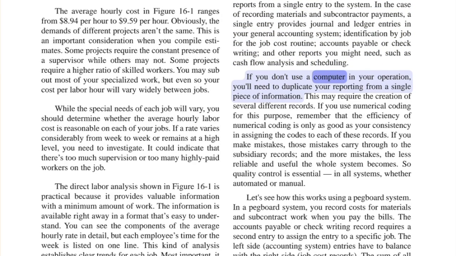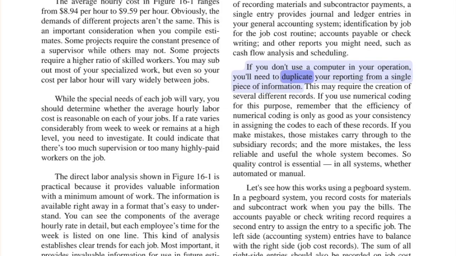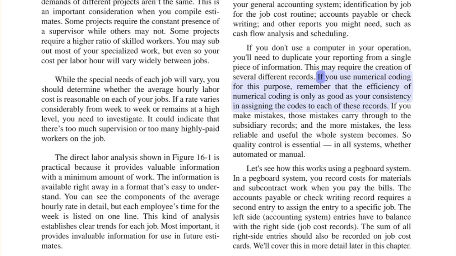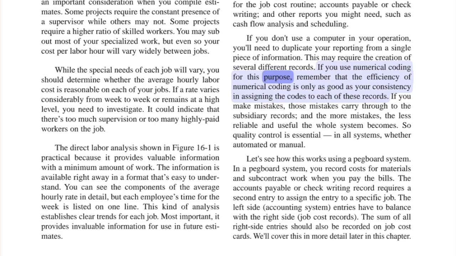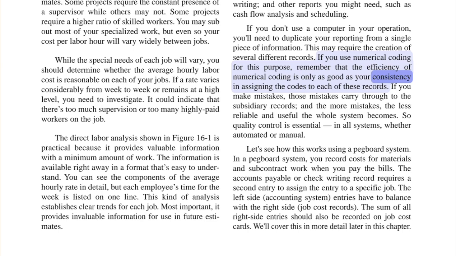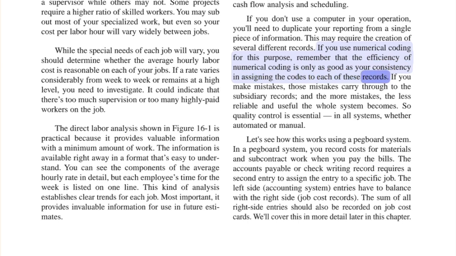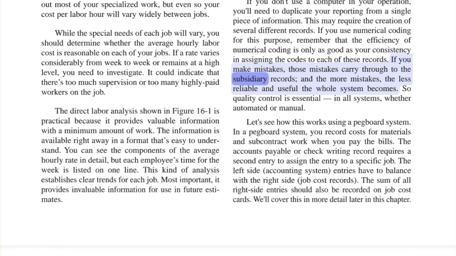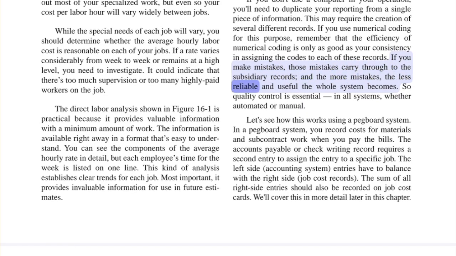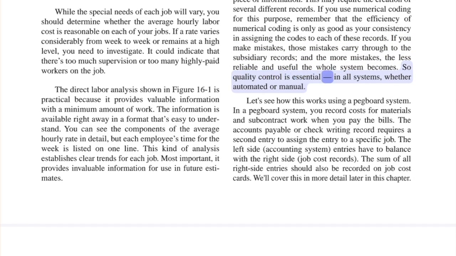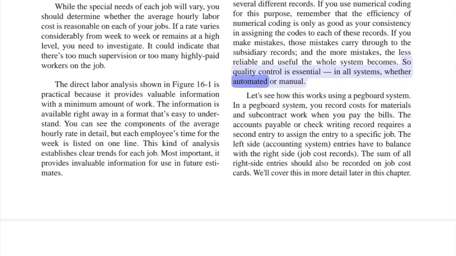If you don't use a computer in your operation, you'll need to duplicate your reporting from a single piece of information. This may require the creation of several different records. If you use numerical coding for this purpose, remember that the efficiency of numerical coding is only as good as your consistency in assigning the codes to each of these records. If you make mistakes, those mistakes carry through to the subsidiary records, and the more mistakes, the less reliable and useful the whole system becomes. So quality control is essential in all systems, whether automated or manual.